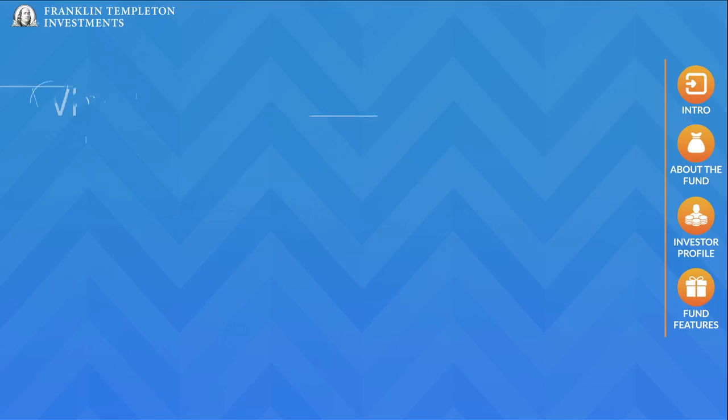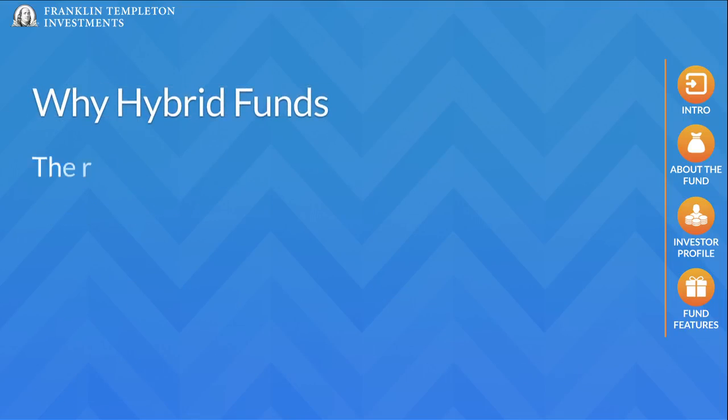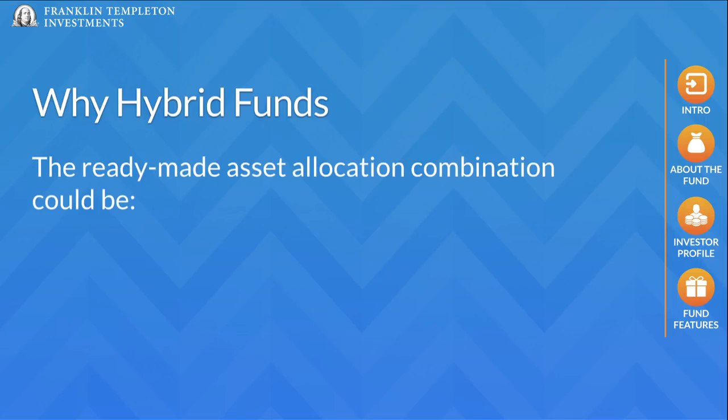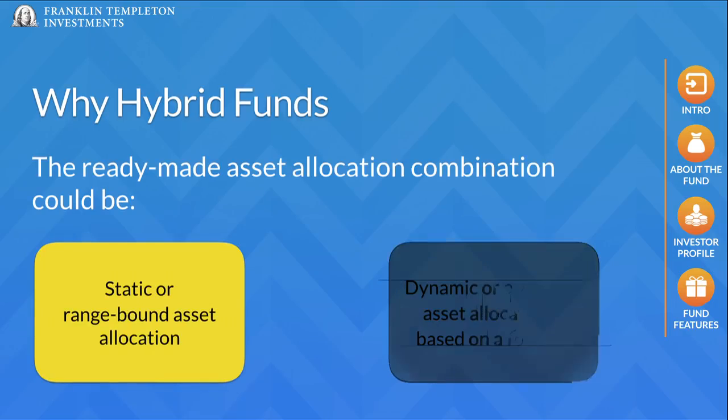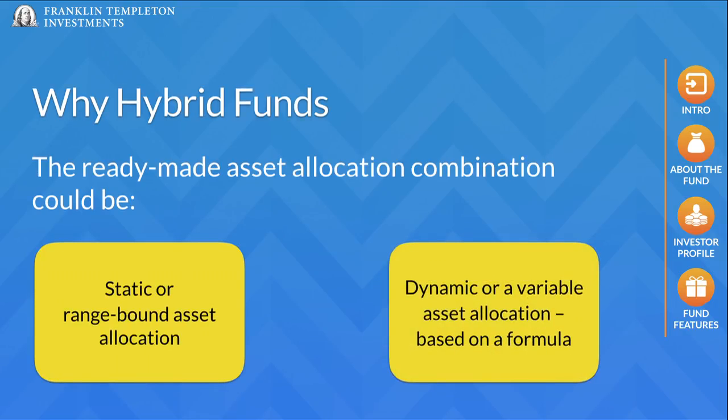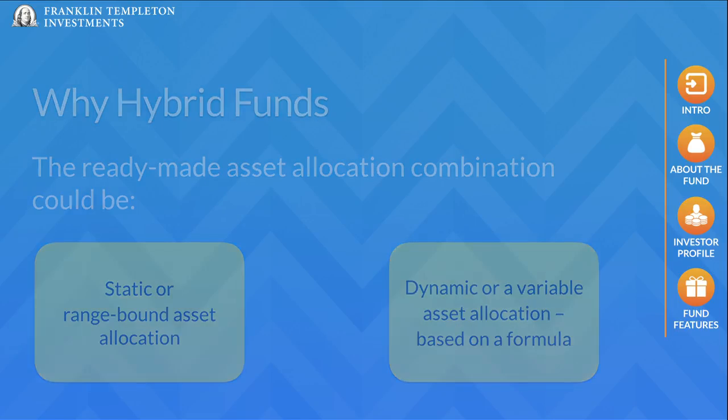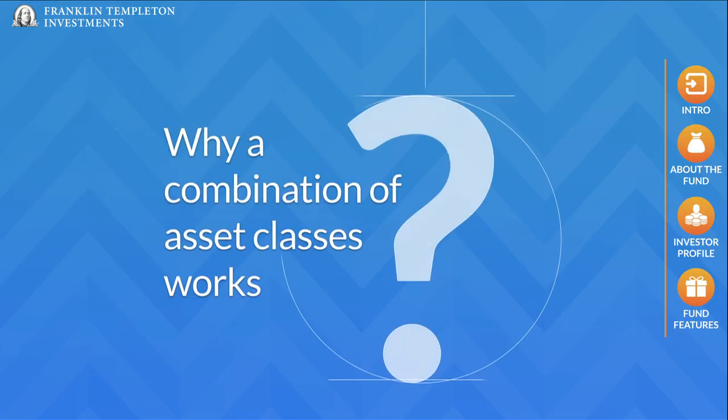the allocation. Hybrid funds offer a ready-made asset allocation combination wherein one can either choose A. A static or range-bound asset allocation, like a balanced fund which has a higher allocation to equity, or a monthly income plan which has a higher allocation to debt. Or B. A dynamic or a variable asset allocation, which uses a formula or strategy like say price-to-earning ratio to allocate across asset classes. These funds swing between an equity orientation to a debt orientation depending upon the value of the formula.